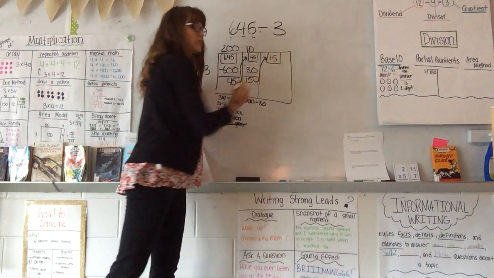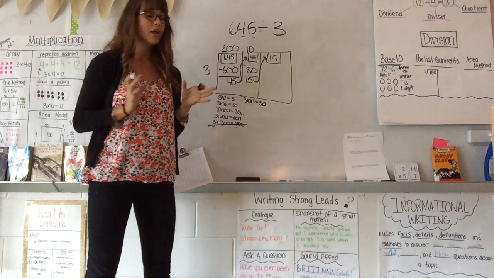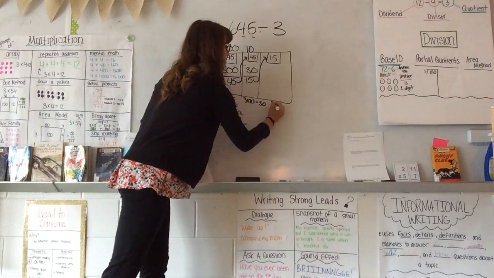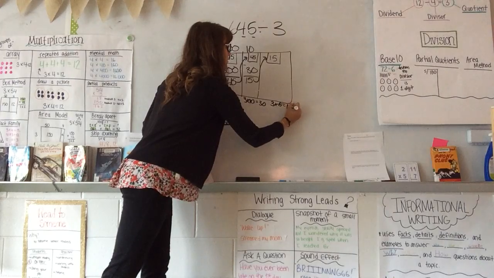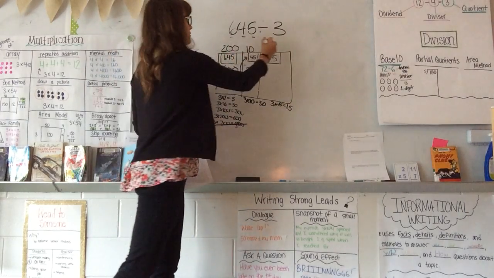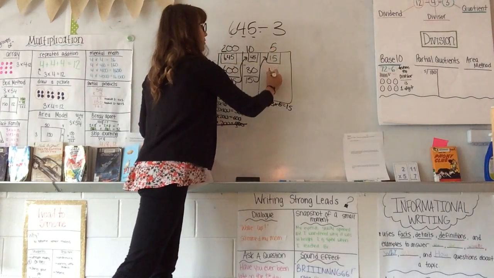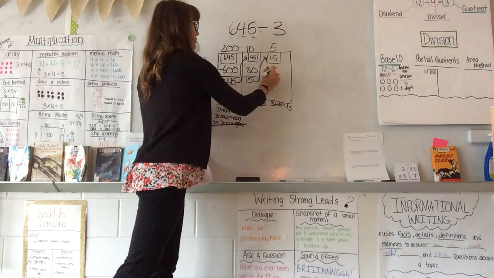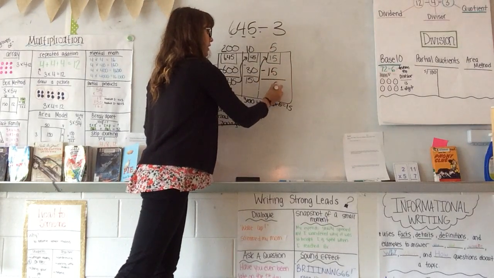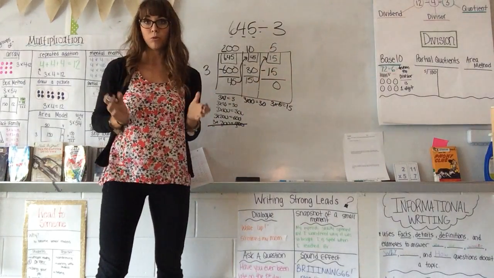Put my 15 up in a box because I know that that's my target number. And I know the fact that 3 times 5 equals 15. So I'm going to put 5 at the top. I'm going to write 15 because 3 times 5 equals 15. I'm going to subtract, and I end up with 0 left over, so 0 remainder.